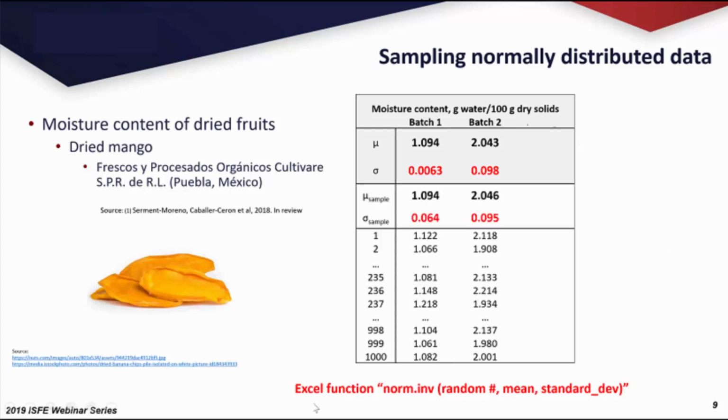So what I do first, I use the Excel function NORM.INV. I enter a random number between 0 and 1. I enter the mean value that I have here. Okay, and I enter the standard deviation that I have here. As I enter this information, Excel will generate one value that is normally distributed with these properties. And I do this 1,000 times. So I have here 1,000 values that were so calculated.